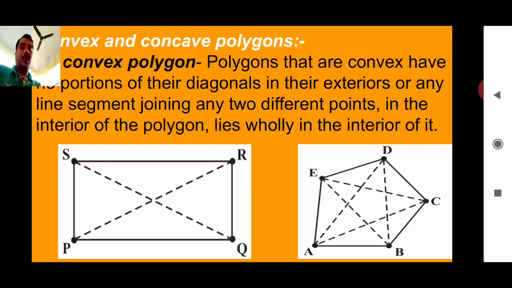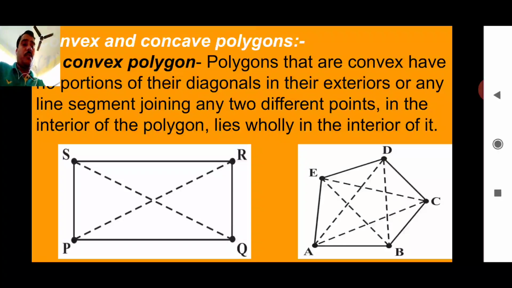Next one, convex and concave polygon. Convex polygon, it is very important, student. Polygons that are convex have no portion of their diagonals in their exteriors, or any line segment joining any 2 different points in the interior of the polygon lies wholly in the interior of it. You can see here PQRS is a rectangle, or a quadrilateral. Here are 2 diagonals, PR and SQ. Both are existing inside the quadrilateral.